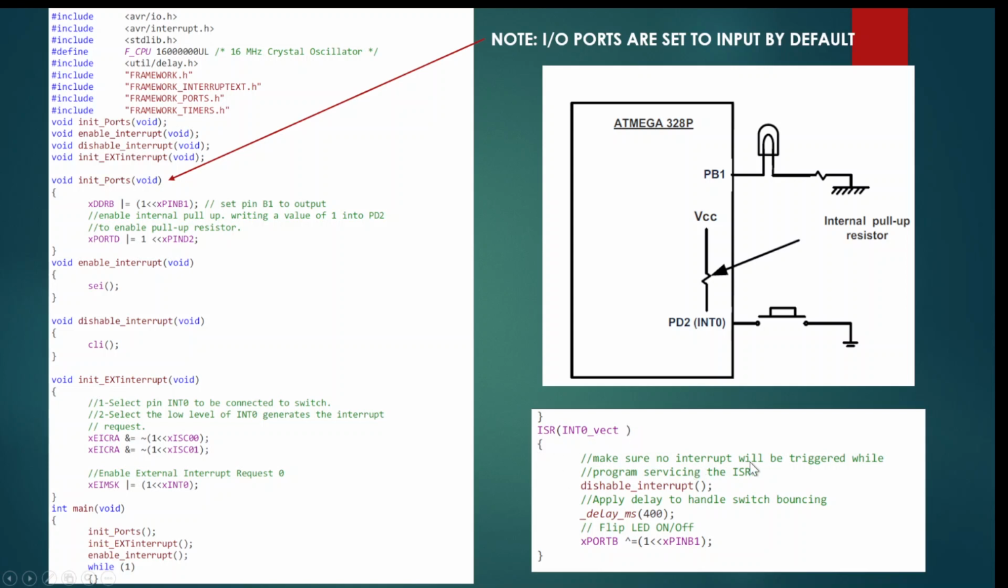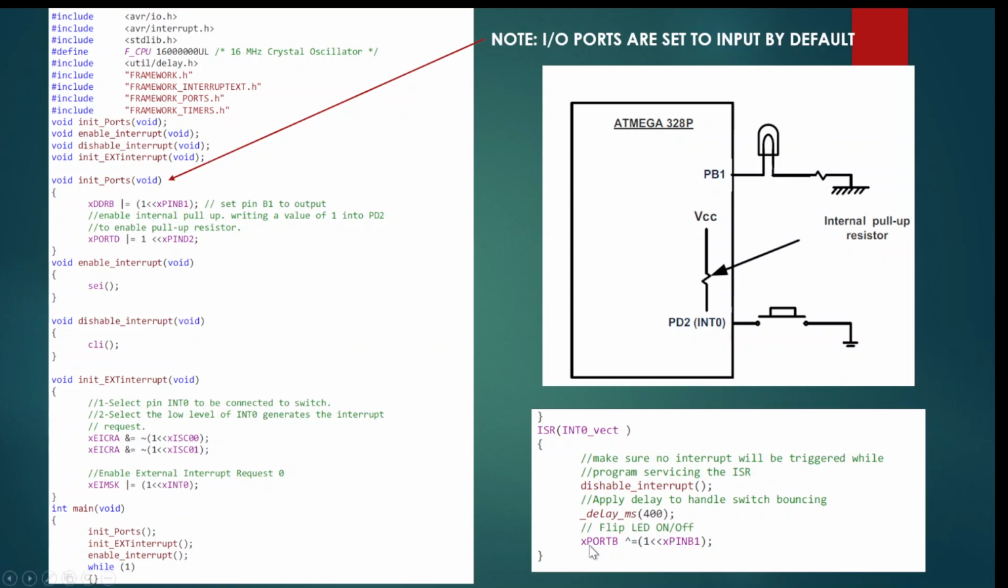So here we started. The first thing I do is disable the interrupt, because I don't want another interrupt to trigger while I'm here. Next, I put in a 400 millisecond delay, which is enough time for this particular button so we don't get affected by bouncing. By the time we're out of here, the bouncing should have been done.